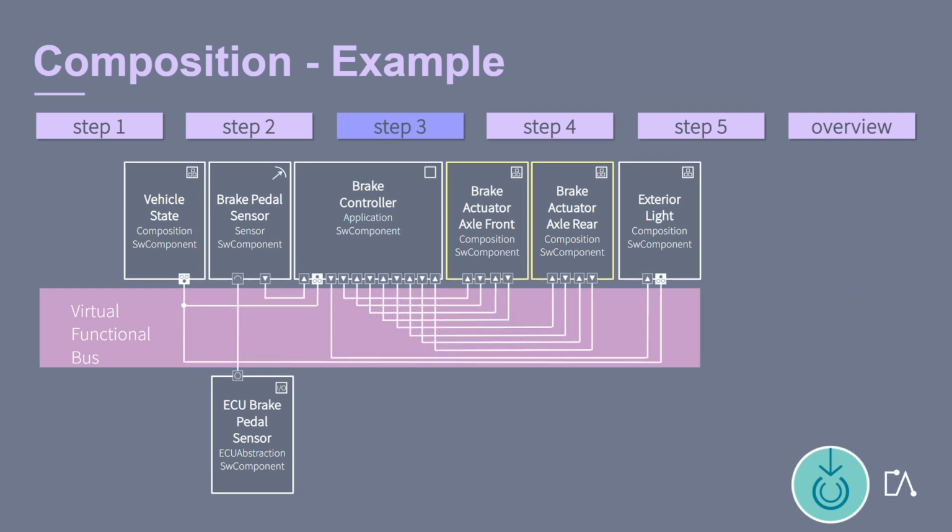Now we see the 2 compositions brake actuator axle front and brake actuator axle rear. Each of them has 4 delegation ports. The next step is the creation of the composition brake pedal. This composition aggregates the atomic software components ECU brake pedal sensor and brake pedal sensor. How many delegation ports do you think this composition will have?